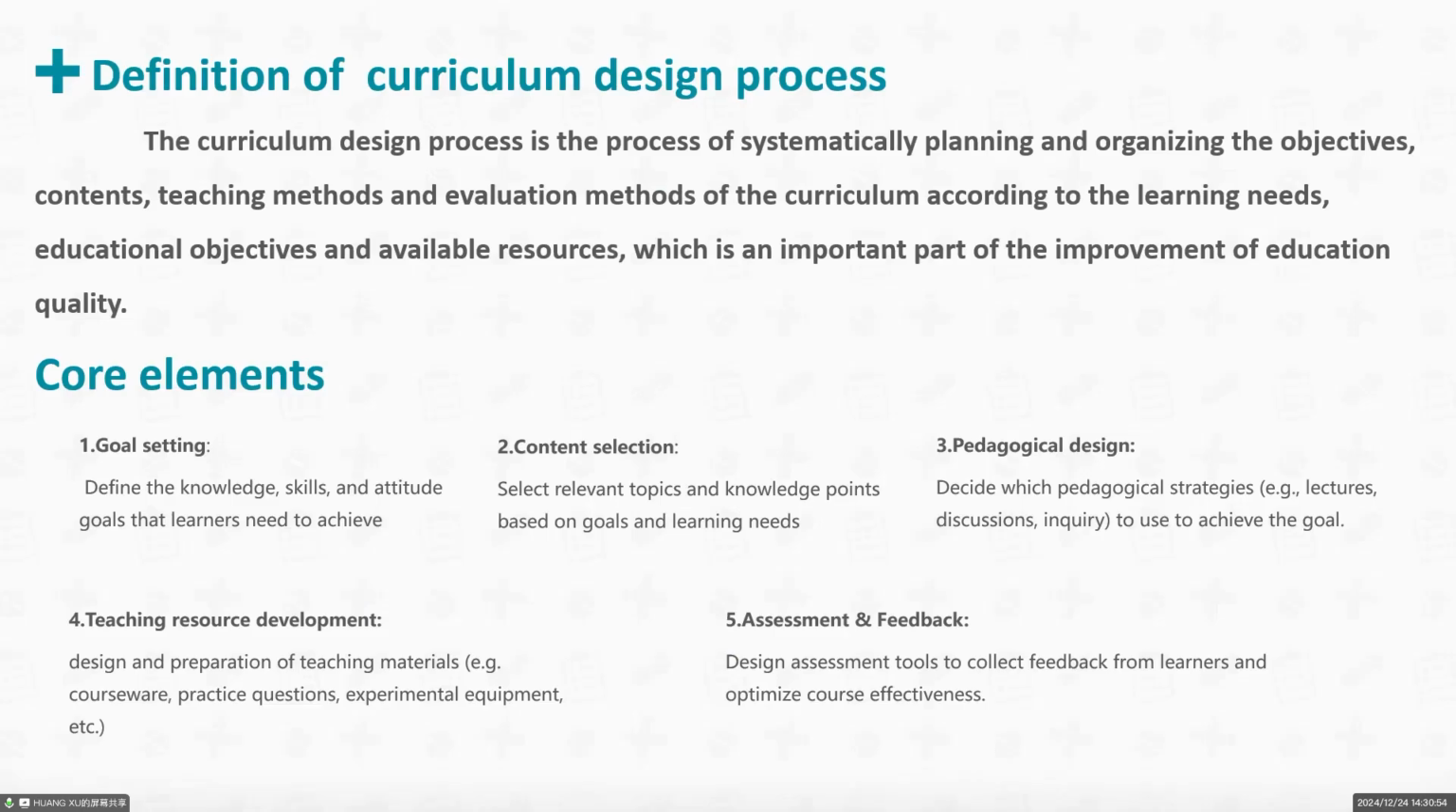Below this are the five core elements. The first one is goal setting. Define the knowledge, skills, and attitude goals that learners need to achieve. The second one is content selection. Select relevant topics and knowledge points based on goals and learning needs. The third one is pedagogical design. Design which pedagogical strategies, such as lectures and discussions, to use to achieve the goal.